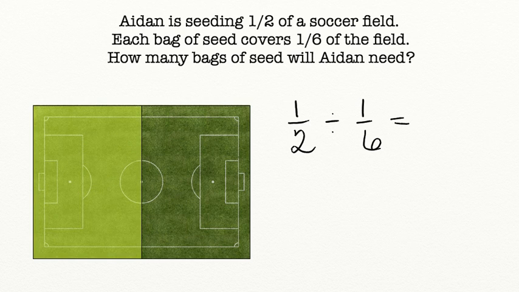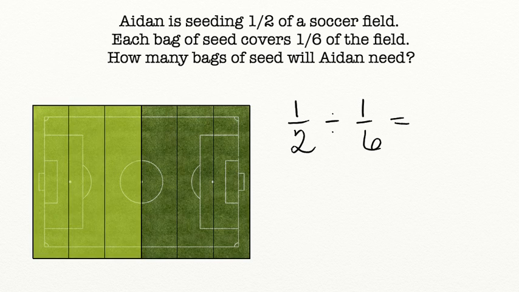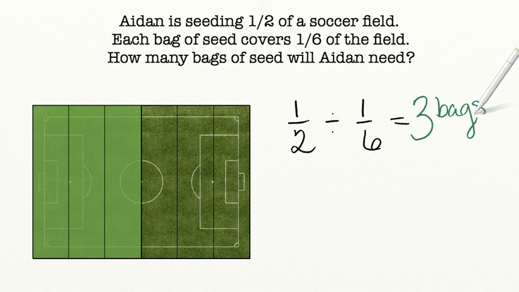Now we need to find out how many groups of 1/6 we can fit into that half of a field. So let's go ahead and divide our field into 6ths. Now remember, each bag of seed can cover 1/6 of a field. So let's count how many bags we will need for half of the soccer field. We will need 1 bag, 2 bags, 3 whole bags of seed if we want to cover half of the soccer field. So we used the area model to solve this problem, but let's check our work using the flip and multiply strategy.